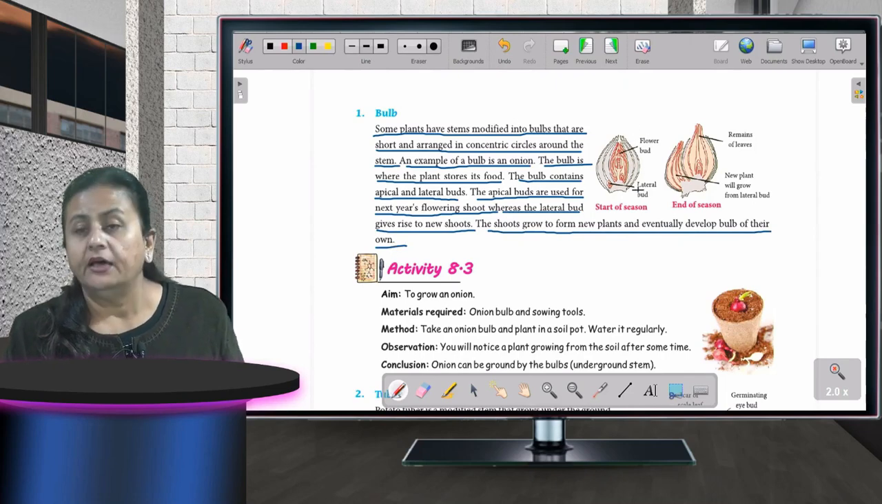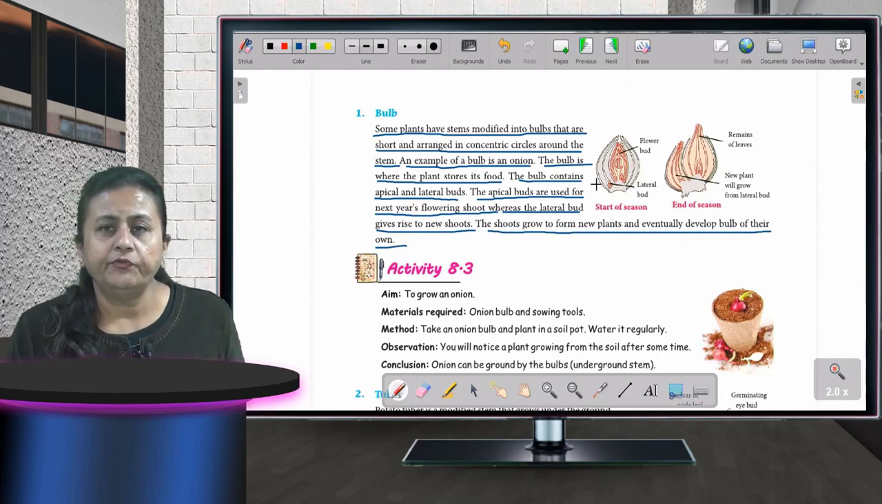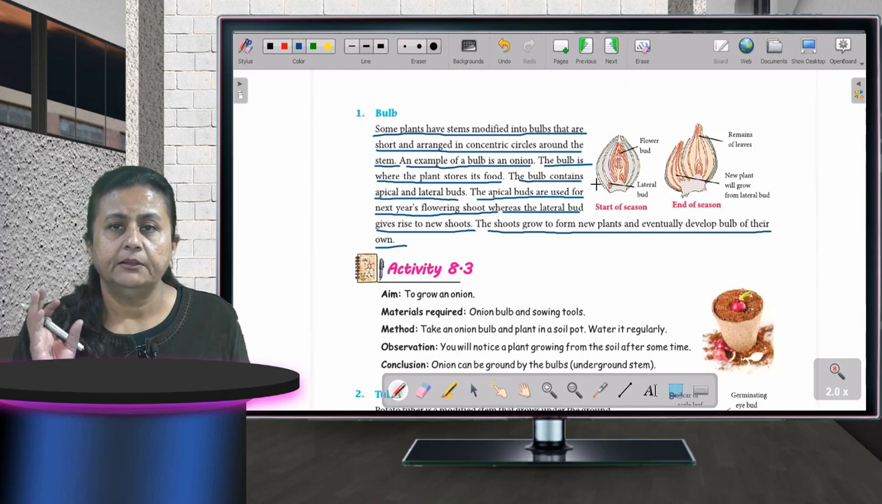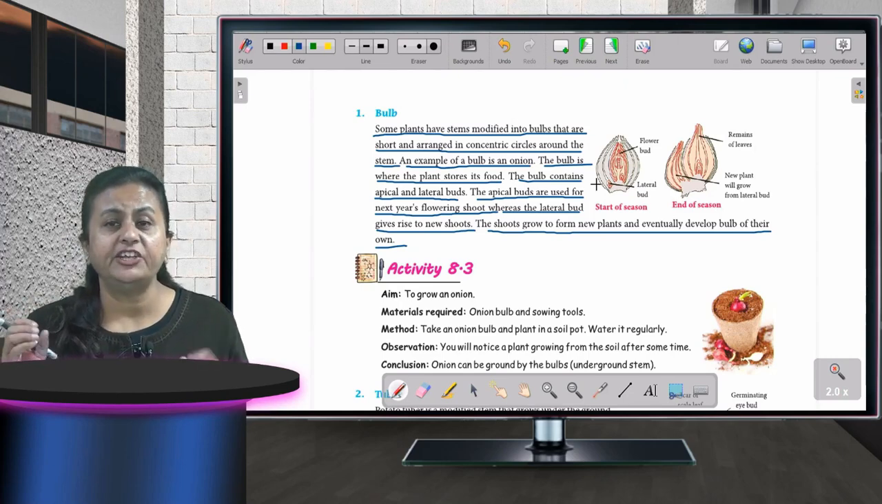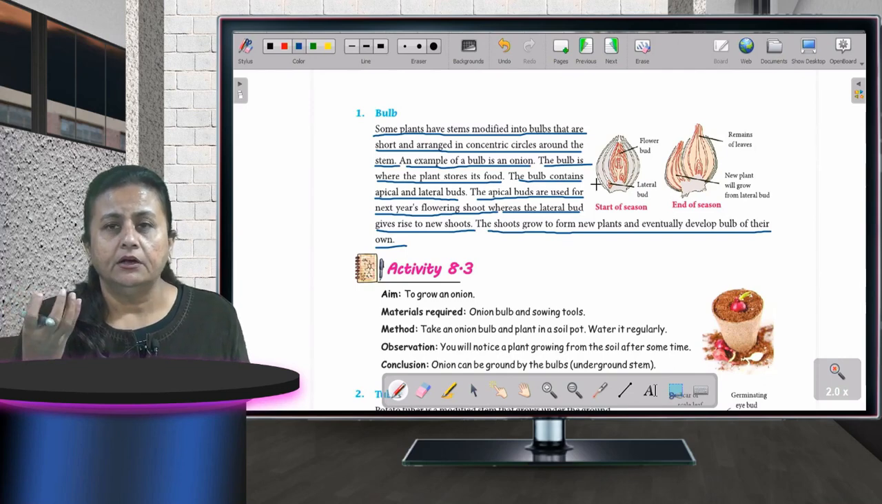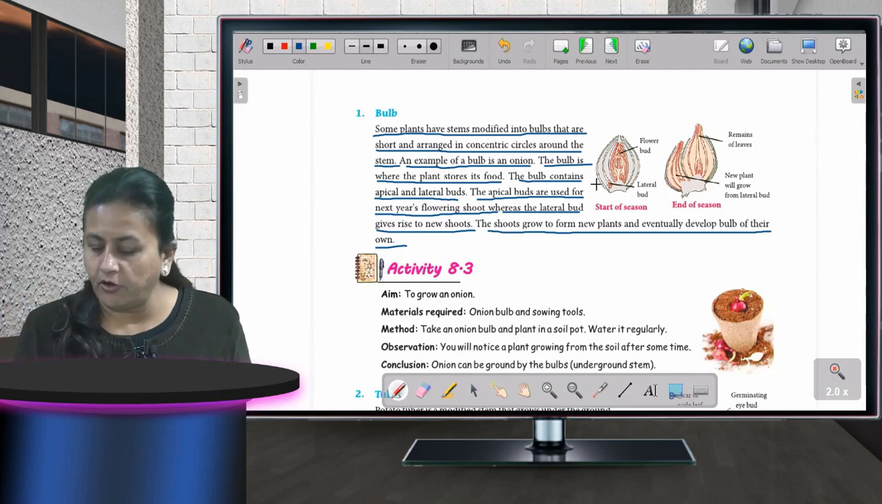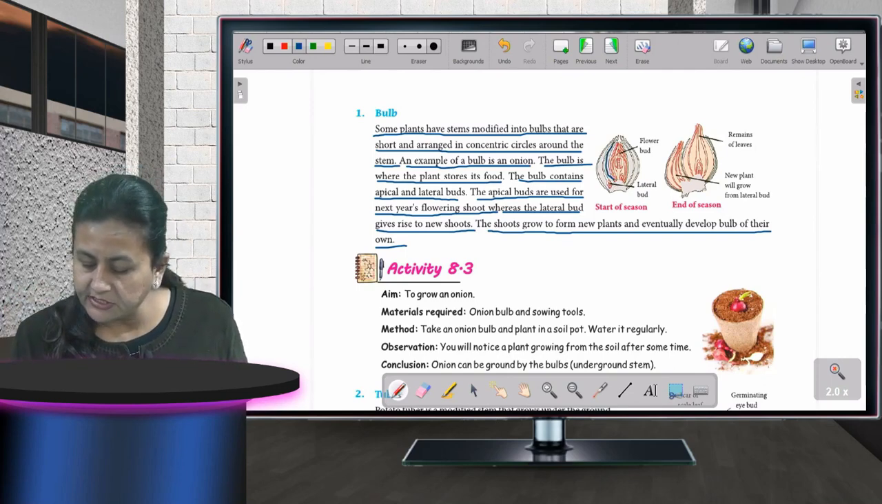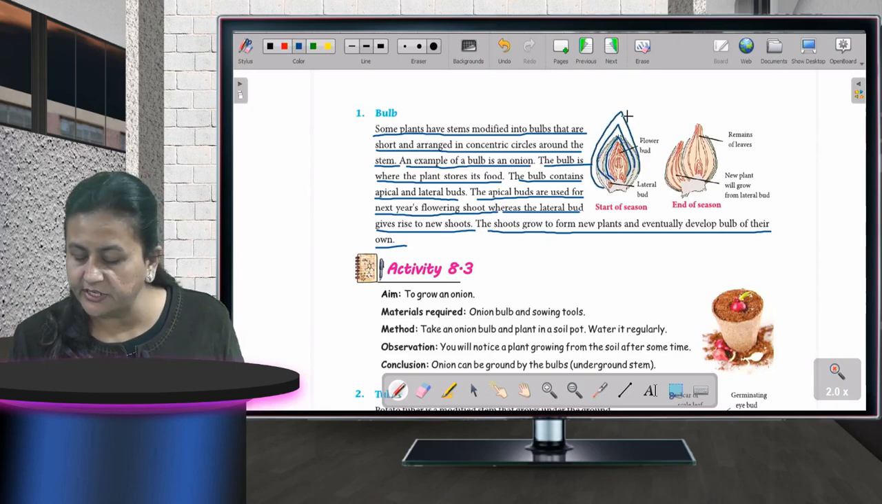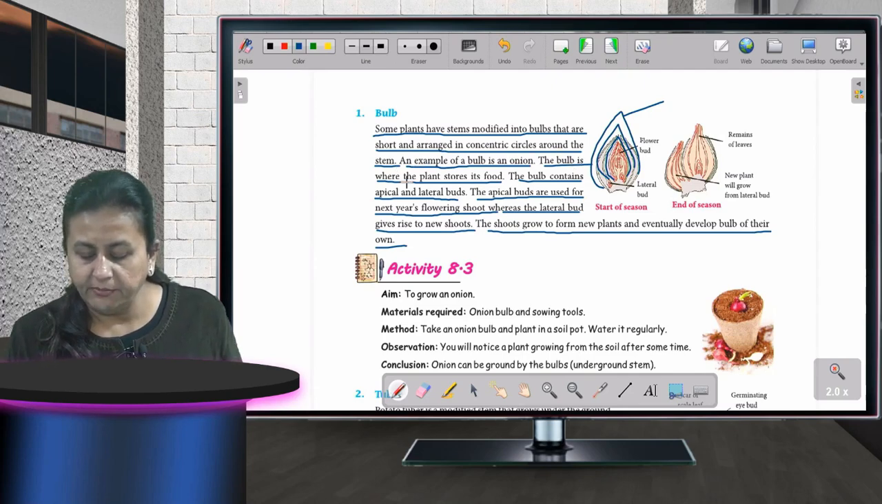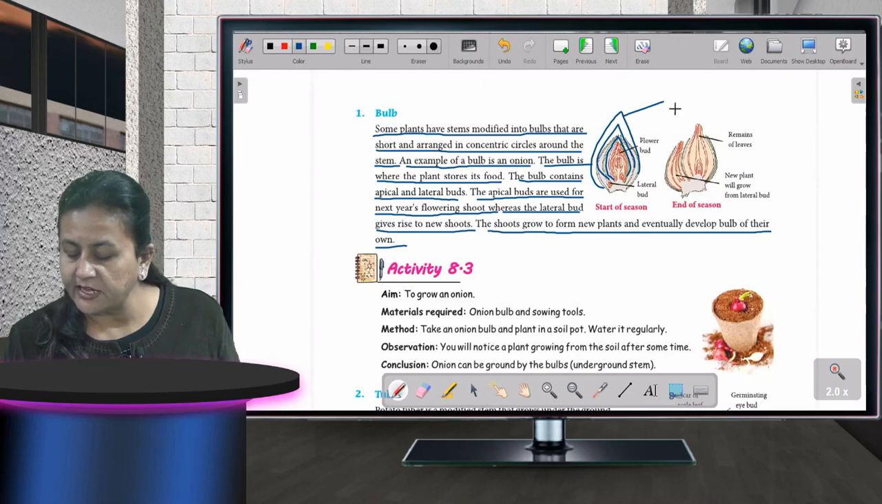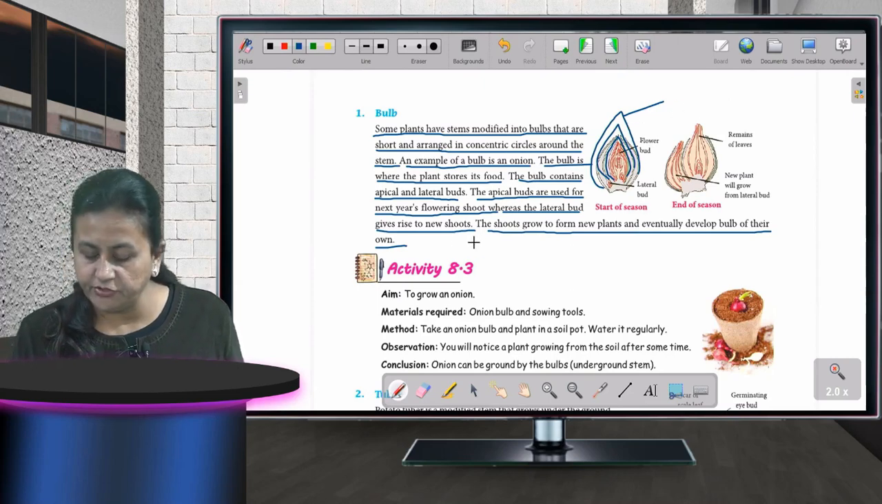Children, this is a very beautiful example of a bulb. You must have seen the onions are fleshy, round, and you can see all these concentric circles around the stem, and the bulb is where the plant stores its food. The bulb क्या होता है, इसके अंदर सारा food store होता है plant का. Fine children.